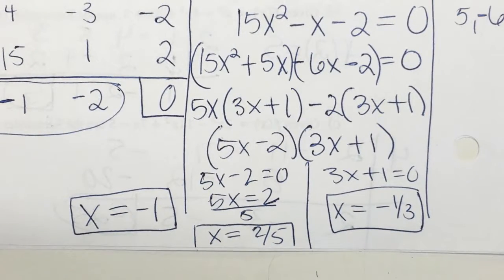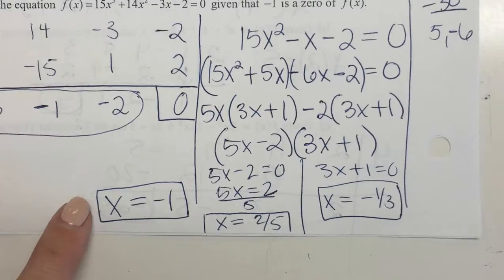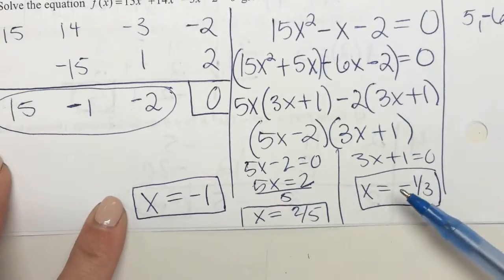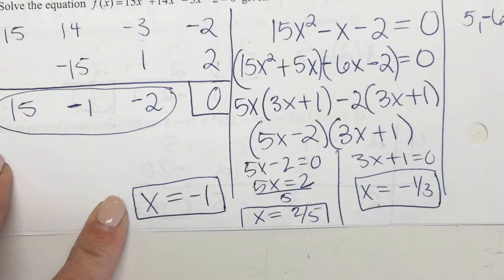And guess what? You can tell how many zeros a polynomial will have by looking at its what? Degree. Somebody said it. What's the degree of this one? 3. And there's 3 zeros, right? It should be like that every time. So if it's a degree of 4, it'll have 4 zeros.